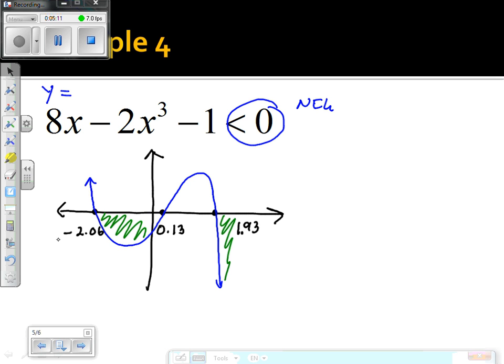So how would I write this? Well, since it's less than, it's going to be open bracket, negative 2.06, all the way to here, 0.13. And then this part is going to be 1.93 all the way to infinity. Okay, if you want to think of it as a sign chart, it's above the axis here, so it's positive. It's below here, so it's negative. It's above here, so it's positive. It's below, so it's negative.